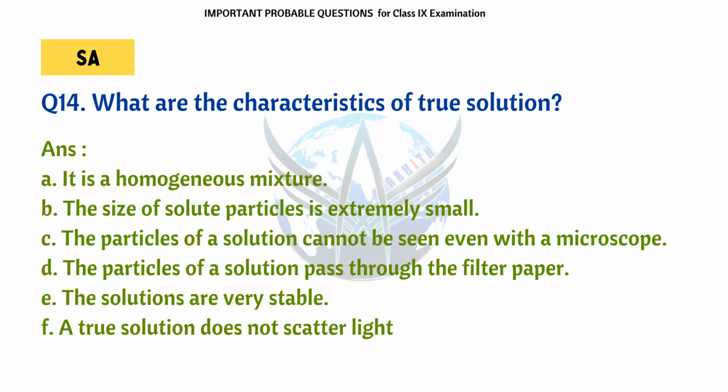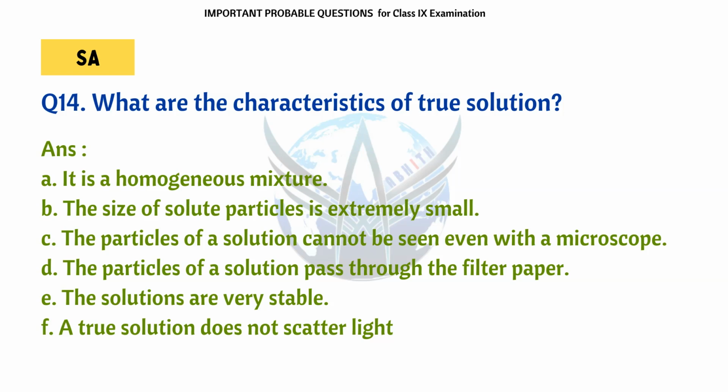Number 1: it is a homogeneous mixture. Then you need to write about the size of solute particles, which is extremely small. In fact it is smaller than 1 nanometer, so mention that the diameter is smaller than 1 nanometer. Particles of a solution cannot be seen even with a microscope.